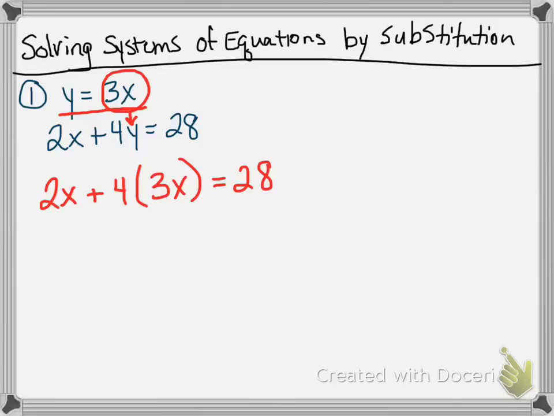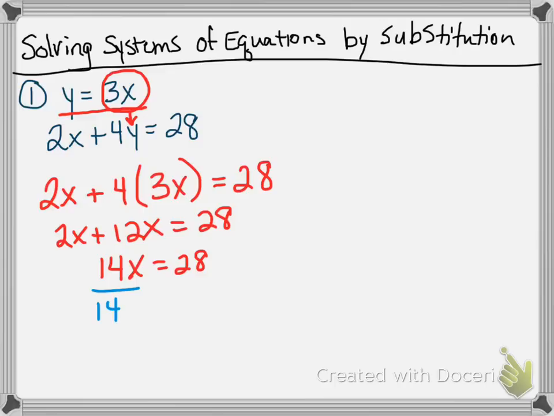Since 3x is equal to y, we can replace it like we've done, and then from there we're just solving an equation. So 2x plus 12x, sorry, is equal to 28. So then 14x is equal to 28. We combine like terms. Then we're going to divide by 14. We get x is equal to 2.